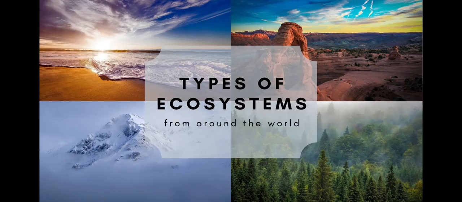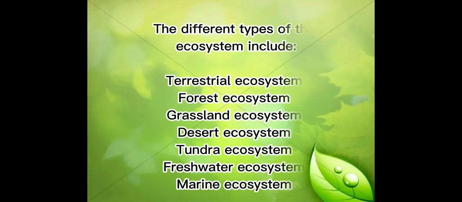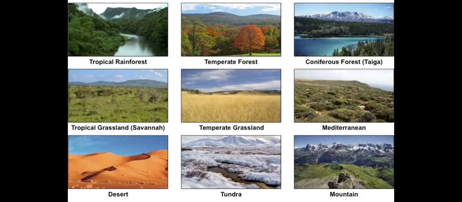Next is the types of ecosystem. The different types of ecosystem include terrestrial ecosystem, forest ecosystem, grassland ecosystem, desert ecosystem, tundra ecosystem, freshwater ecosystem, and last is the marine ecosystem.